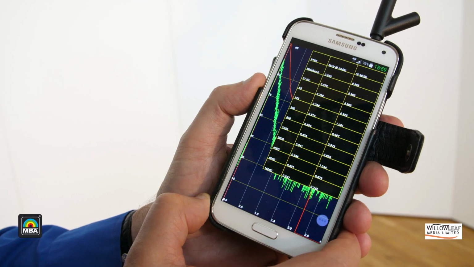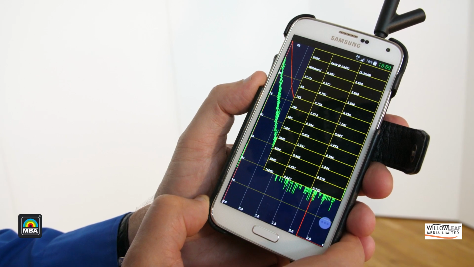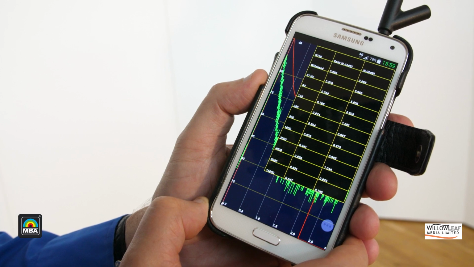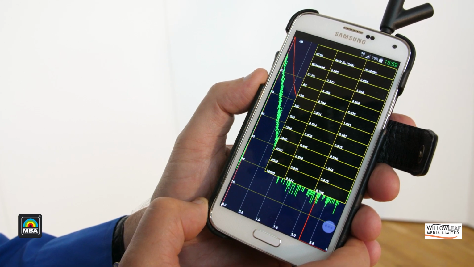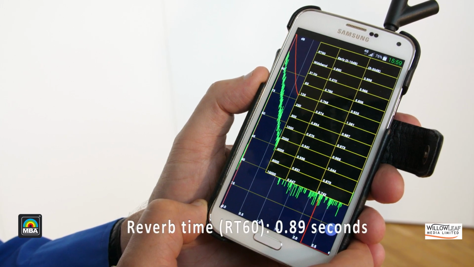This is the table of the results of that last impulse. The first line is RT60. The second line says wideband. That is the overall wideband measurement. And we have a measurement of 0.89.